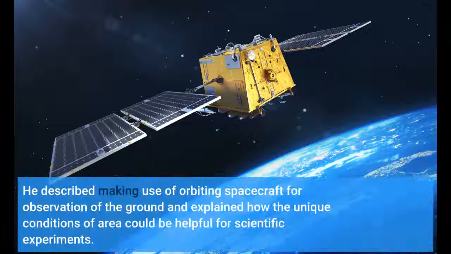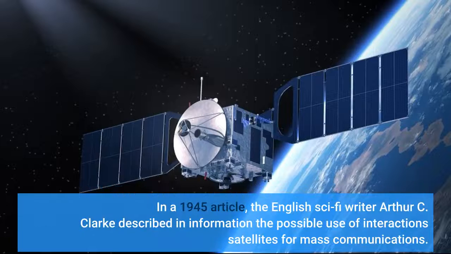He described making use of orbiting spacecraft for observation of the ground and explained how the unique conditions of space could be helpful for scientific experiments. In a 1945 article, the English sci-fi writer Arthur C. Clarke described in Information the possible use of communication satellites for mass communications.